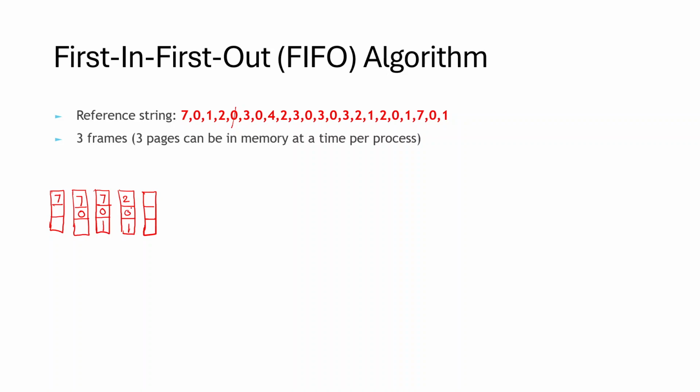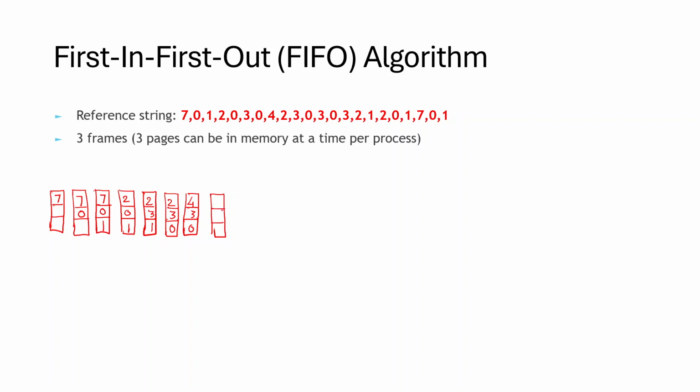Out of 2 0 1, the 0 came first, so we need to replace 0 by 3, giving 2 3 1. Next page 0 comes. Page 0 is not there in the main memory, so again we need to go for replacement. Out of 2 3 1, the 2 came first, so replace it by 0. Next page is 4. The 4 is also not available in the main memory, so out of 0 3 1, the 1 came first, so replace 1 by 4.